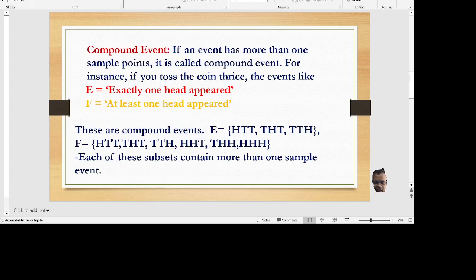So HTT here has one head, THT has one head. But in HHT there are 2 heads. In HHH there are 3 heads. So at least one head means one or more than one. So here you see how many sample points? In sample space F, there are 7 outcomes. So this is a compound event. Each of these subsets contains more than one sample point. That's why it is called a compound event.